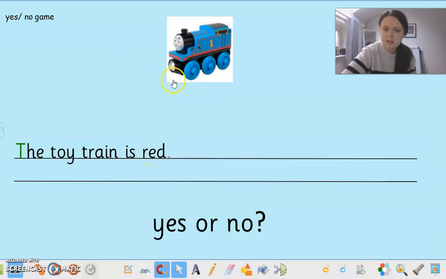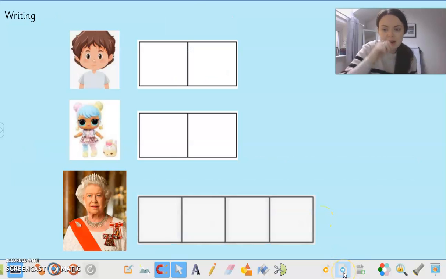Well, by looking at this toy train here, I don't see it's red, I see it's blue. So the sentence is false. So you should have written no. So well done if you got that right. You are getting very good at this yes/no game. Well done. Right, let's have a go then at writing some words.